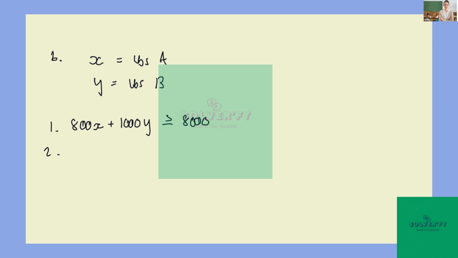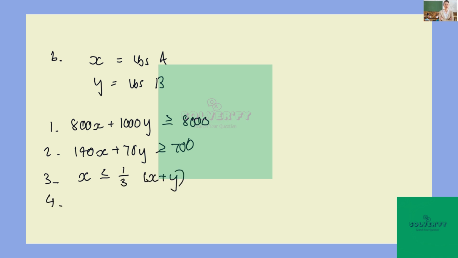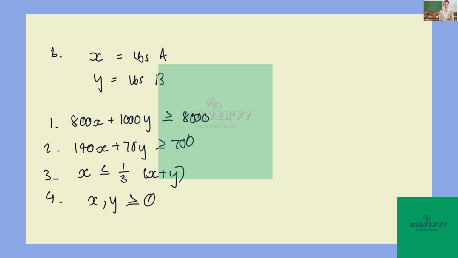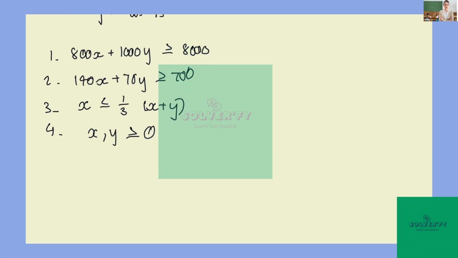The vitamin constraint, 140x add 70y is equal to or greater than 700. The toxicity constraint, x is equal to or less than 1/3 of x add y. And finally, the non-negativity constraint, x, y is equal to or greater than 0, so they can't be negative. And the overall measure of performance is to minimize cost, where cost is 0.40x add 0.80y.